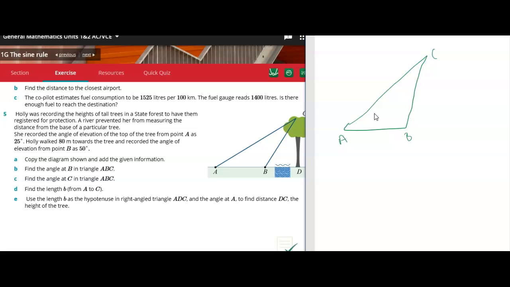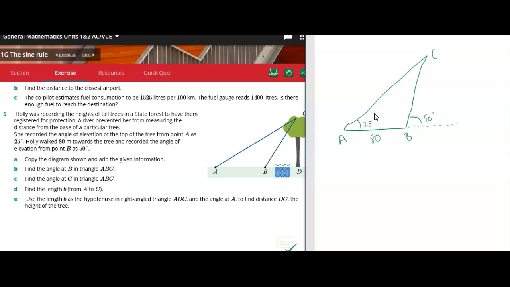So angle of elevation here is 25. And if we kept going for our horizontal, this angle of elevation is 50. That's not a very good diagram because that is clearly not 50 degrees. Now this is similar to question 2 from your online textbook. And she walked 80 meters. So that's 80. What other information do we know?